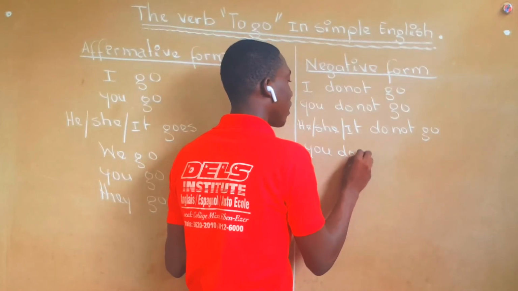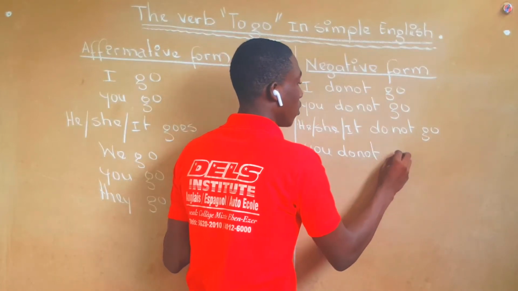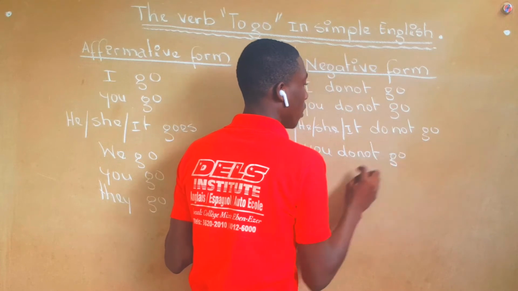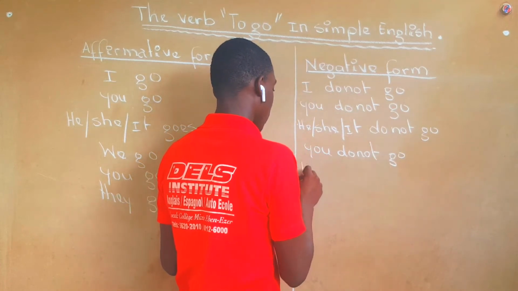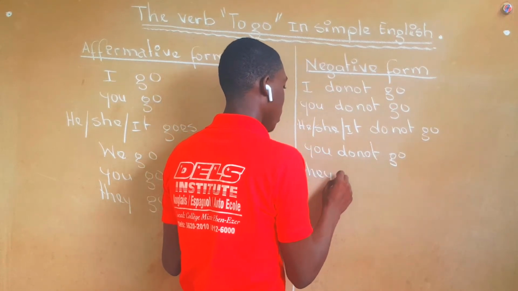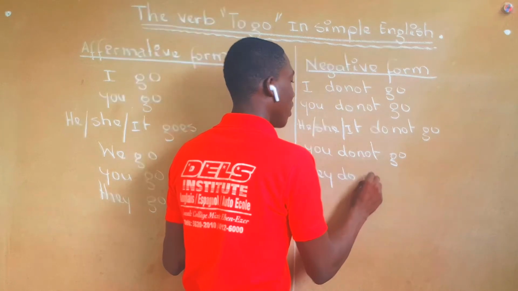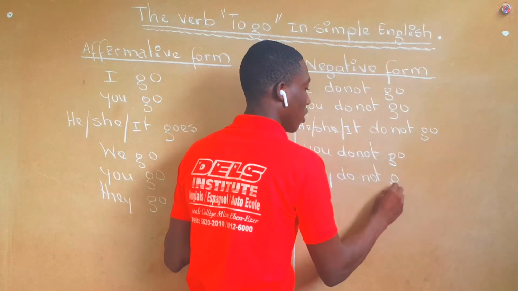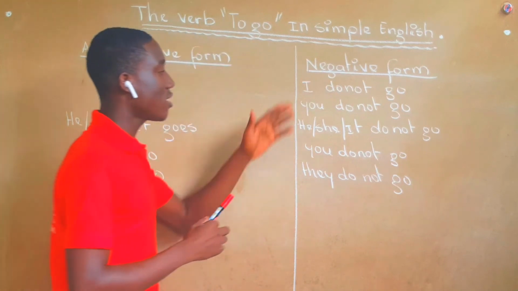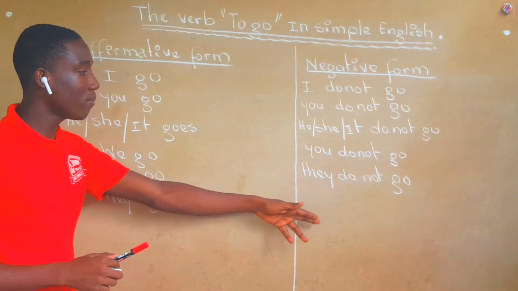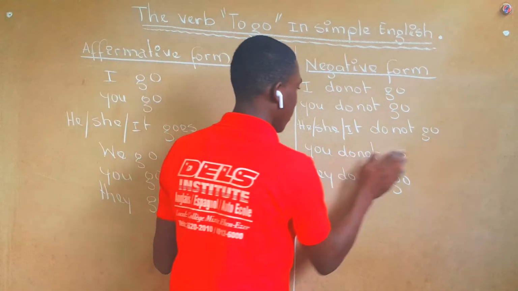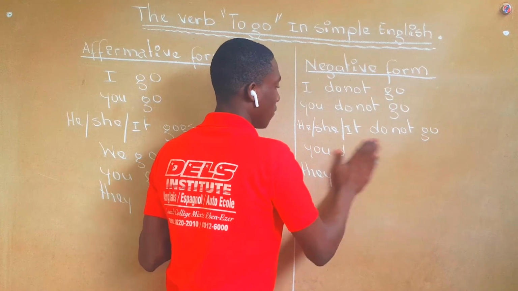You do not go. And they do not go. This is the negative form. Oh, I make a mistake. Excuse me.